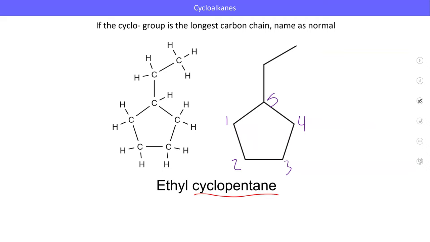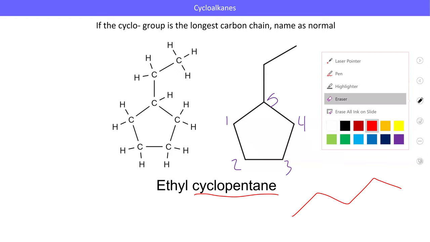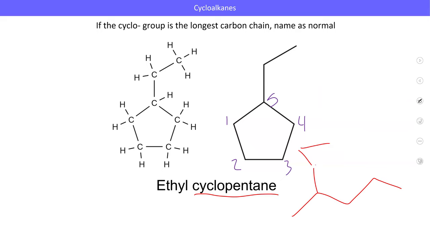And then we say our cyclopentane has an ethyl group on it. Can I also say 1-cyclopentylethane? You wouldn't be wrong, but you want your parent molecule to be your longest continuous carbon chain, which is 5 in this case. So if I had this molecule, our longest continuous carbon chain is 5. So it's going to be pentane that has a cyclopropyl group attached to it.